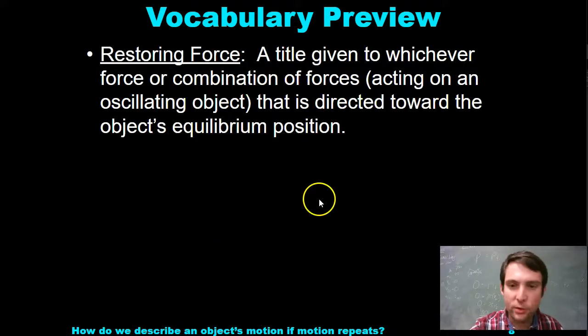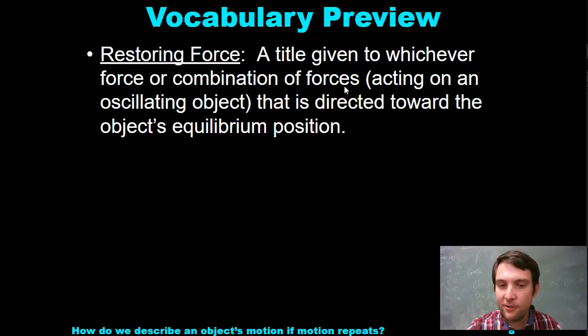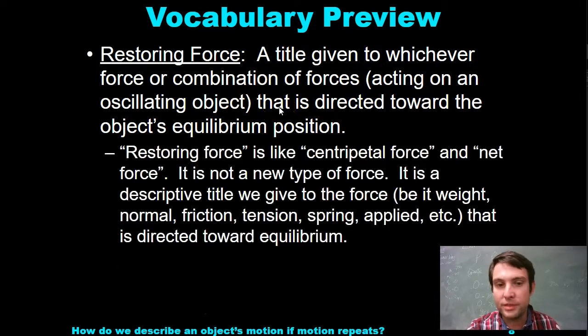We have restoring force, a title given to whichever force or combination of forces acting on an oscillating object that is directed toward the object's equilibrium position. Restoring force is kind of like centripetal force and net force. It's not a new type of force. It is a descriptive title we give to that force, whether it's weight, normal force, friction, and so on, that is directed towards the equilibrium.